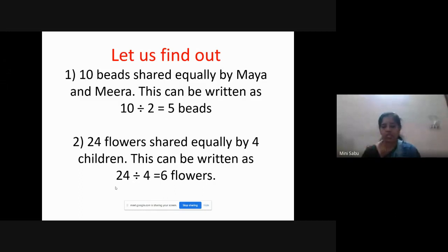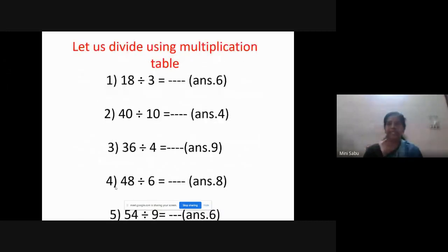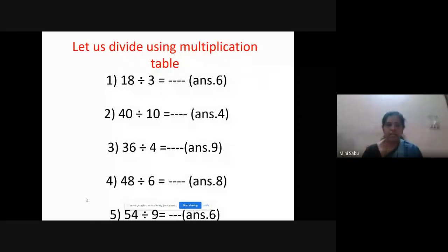I hope through these 2 examples you understood, isn't it? Now let us see more examples. Let us divide using the multiplication table. Now I hope you are familiar with it.